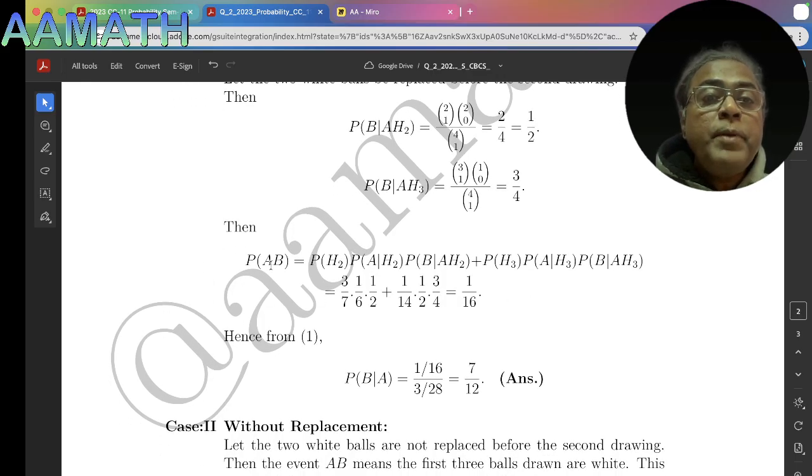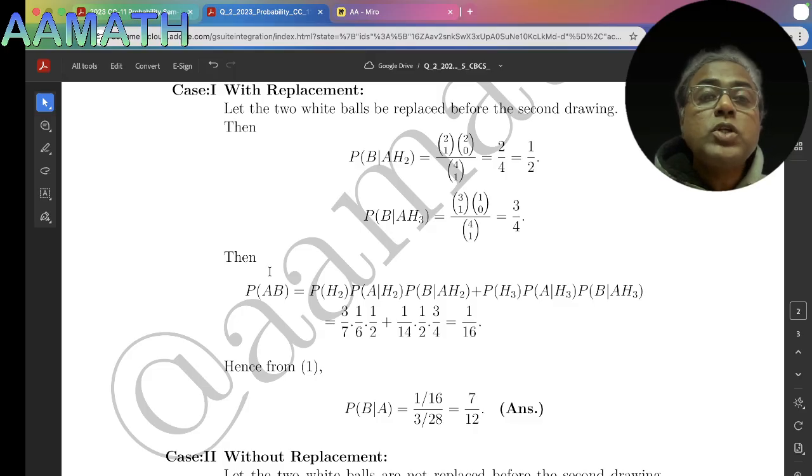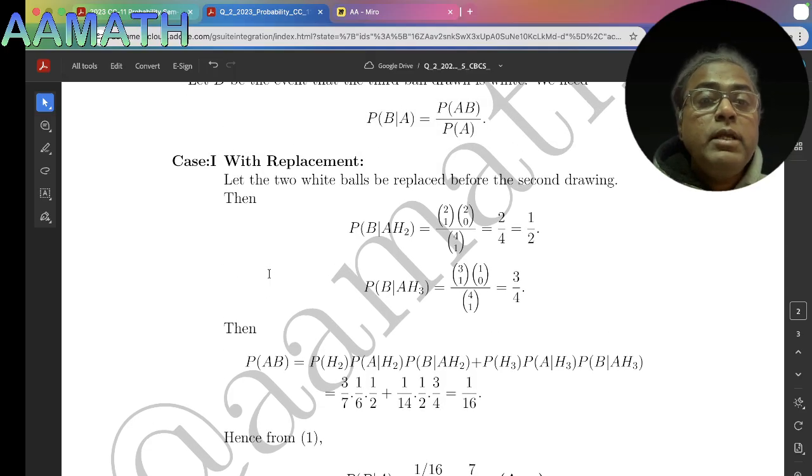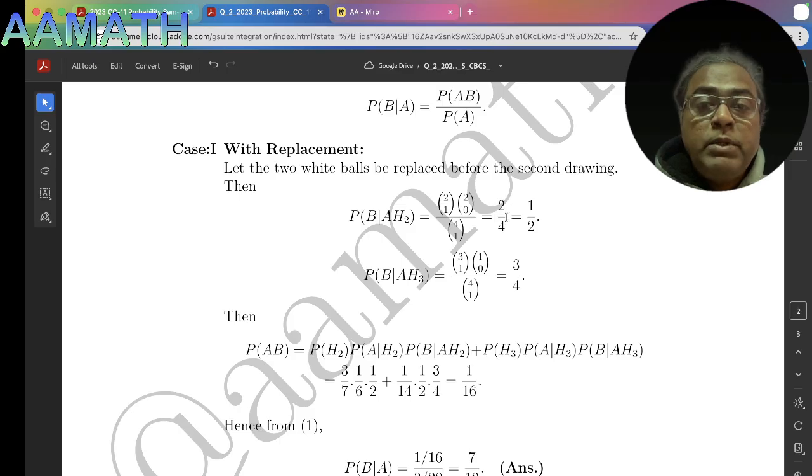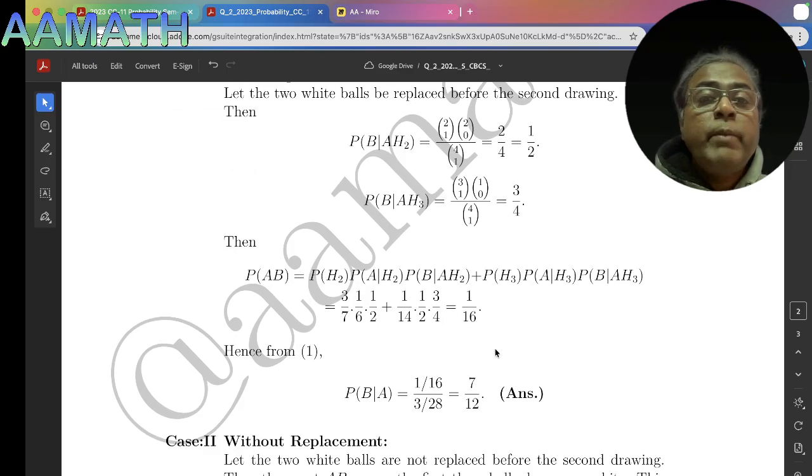Then the probability of A and B means the simultaneous occurrence of the event A and B. Event A means two white balls drawn from the second turn, and event B means one white ball drawn from the second turn. So this equals probability of H2 into probability of A by H2 into probability of B by AH2 plus probability of H3, probability of A by H3 into probability of B by AH3, and putting all these probabilities from the before results, we get 1 by 16.